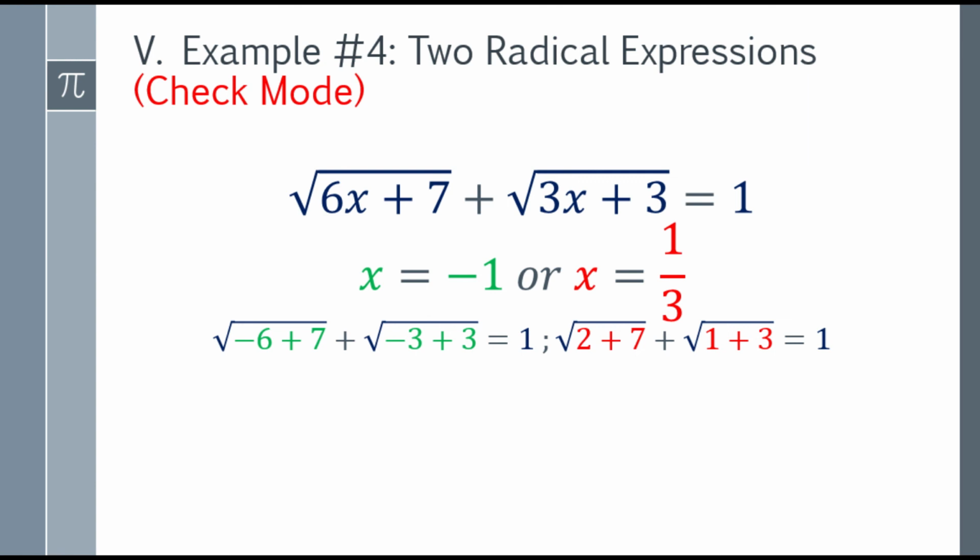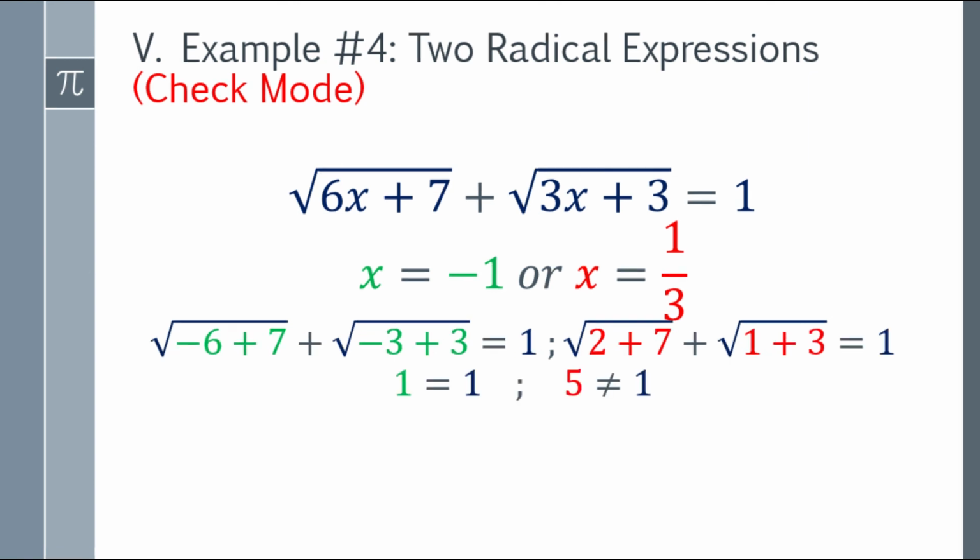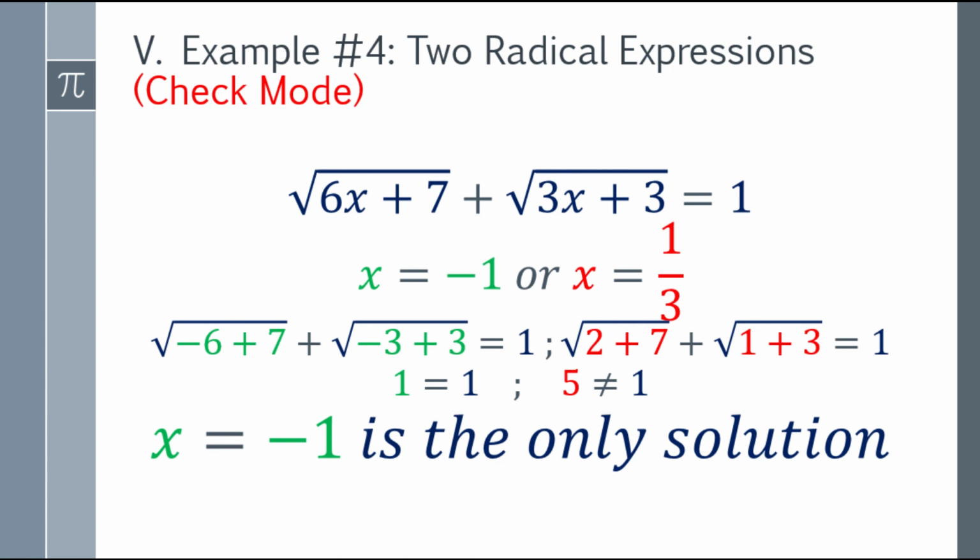Ngayon, yung sa right side, that will be 1/3. So 1/3 times 6, that will be 2. So 2 plus 7, yun yung sa loob ng square root. Plus mo siya sa square root ng 3x plus 3 daw. So 1/3 times 3 ay 1, plus 3 is equal to 1. So, we simplify it and the answer dun sa kaliwa ay 1 is equal to 1. Sa right side naman, that will be 5, which is not equal to 1. So we can say that x is equal to negative 1. So that is the only solution.